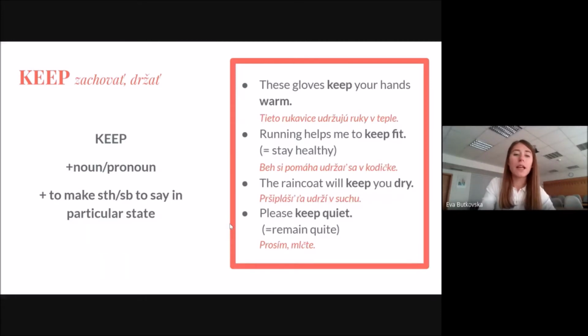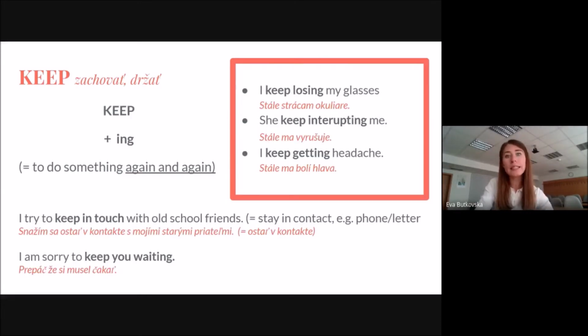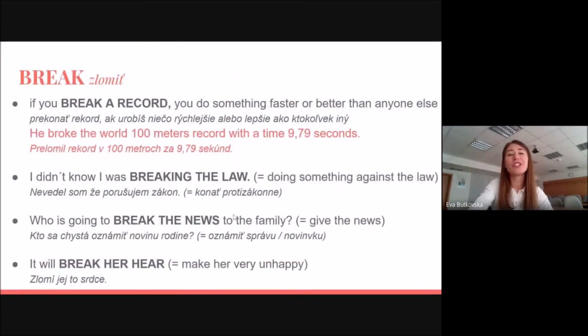So one more time, you can find this verb keep with some particular state. Okay, so keep warm, keep dry, keep fit. Or if something repeats, it happens again and again. So I keep losing, I keep interrupting, I keep going. So, ing. Do you have any questions about the verb keep? No? Okay, so let's move on to the verb break.